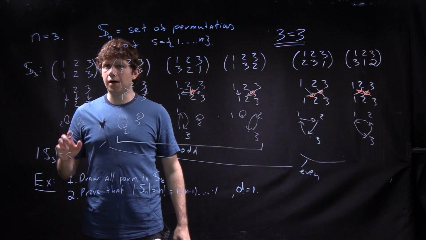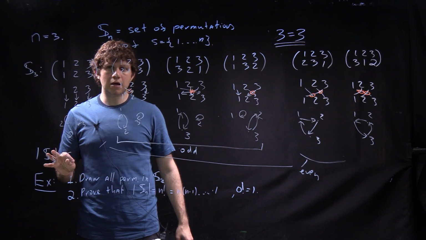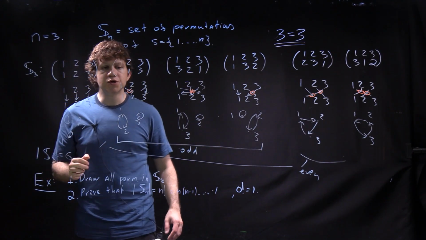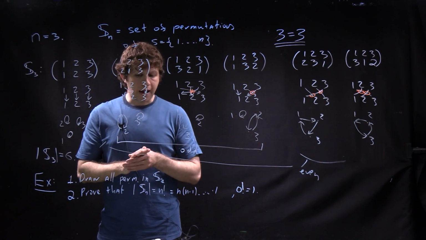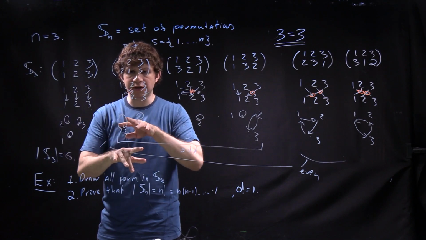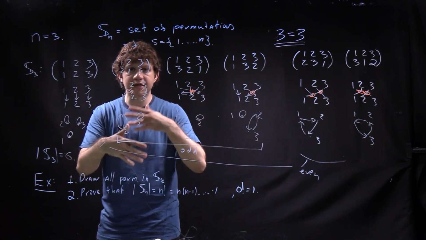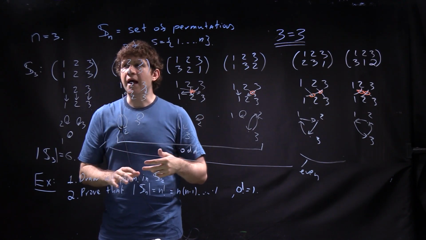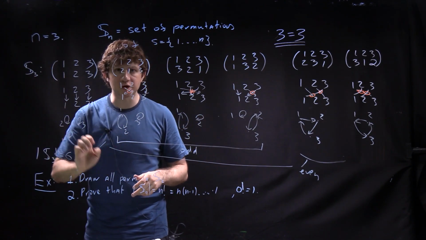Okay, so next, let's see what structure the set of permutations has. So what can you do with permutations? The main observation is you can combine them. If you permute stuff, then you can permute it again and again and again, and you can just keep combining these ways to permute something. And that's what's called a product of permutations.